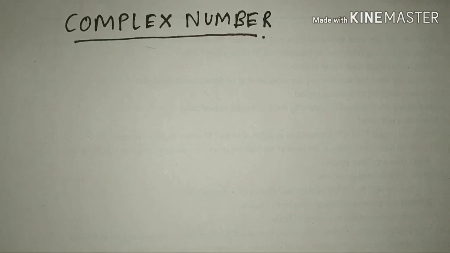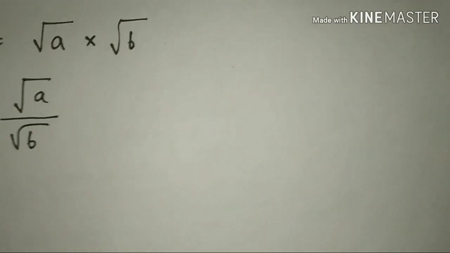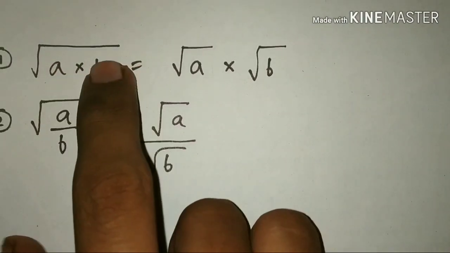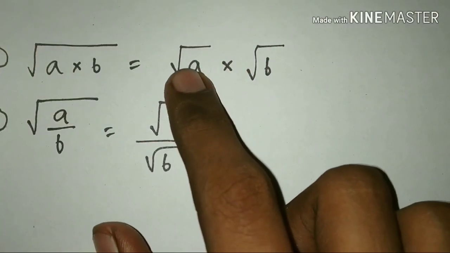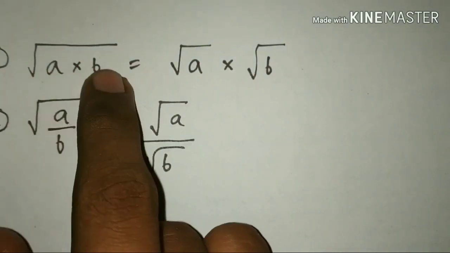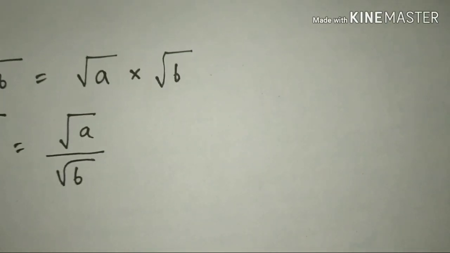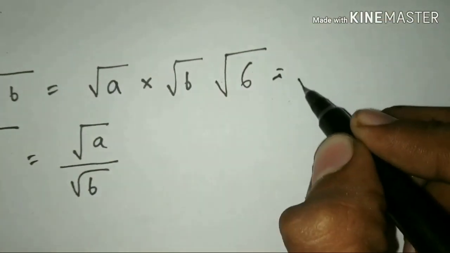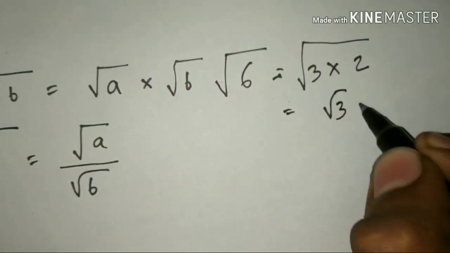But before that, we are going to summarize two rules about complex numbers. The first one is that if we have two numbers, say a and b, then the square root of the product of these two numbers is equal to the square root of the first number times the square root of the second number. That is, square root of a into b is equal to square root of a into square root of b. Suppose I have square root of 6, that means square root of 3 into 2. This also means it's root 3 into root 2.